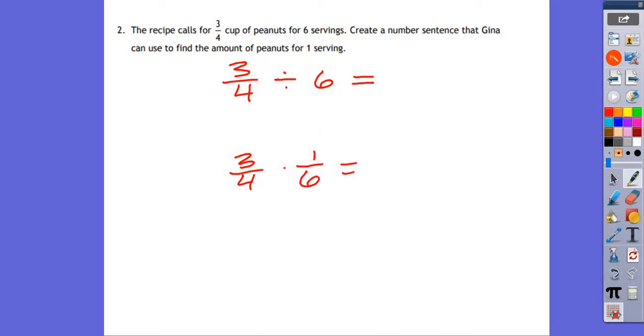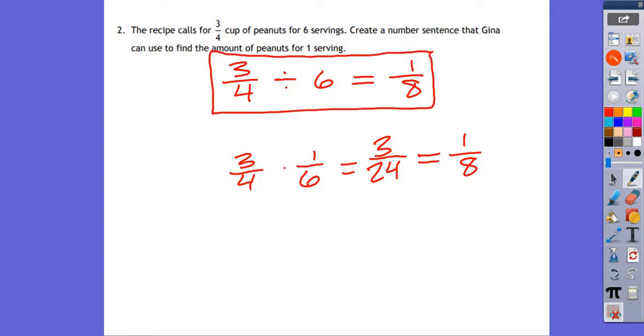So we get 3/24. Can that simplify? Yes, to 1/8. So I have now created a number sentence that represents 1 serving.